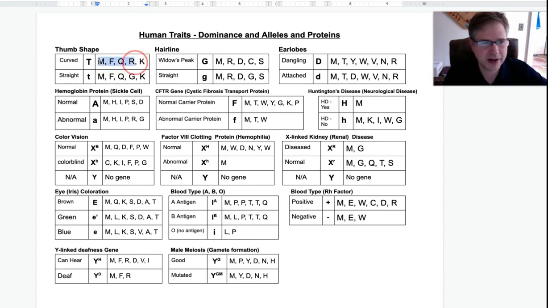So if my code matches this, then that gene from that parent, remember, doesn't necessarily mean I have curved thumbs quite yet, but that's the gene that's on that chromosome. Because remember, it takes two chromosomes to make a trait. We'll talk about later how you need two of these letters to actually represent and know what the phenotype, the physical appearance of a person, is.